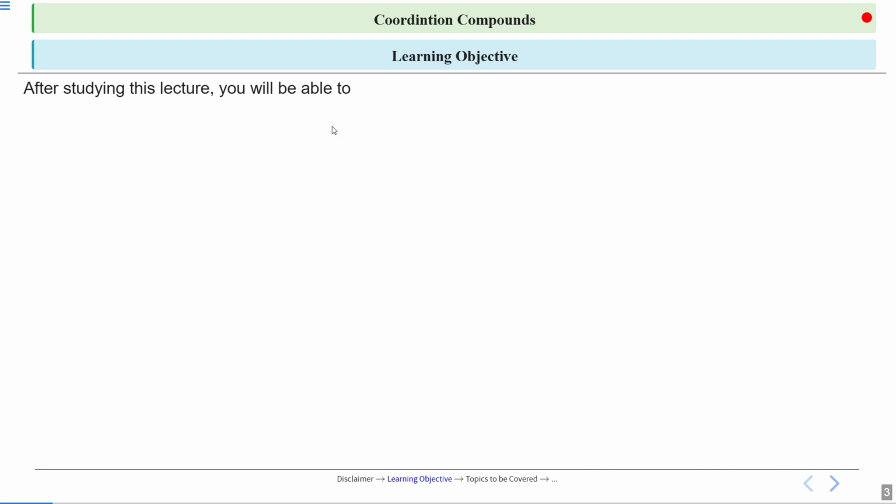So today's learning objective: after studying this lecture, you will be able to solve some NEET PYQs of the chapter coordination compounds. And today we are going to cover the topic which is NEET PYQs. PYQ means previous year questions, that have appeared in the previous NEET examinations in the previous years.